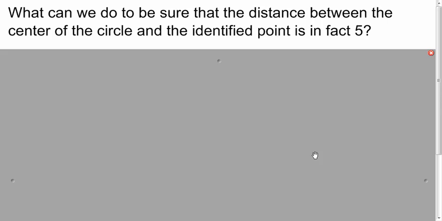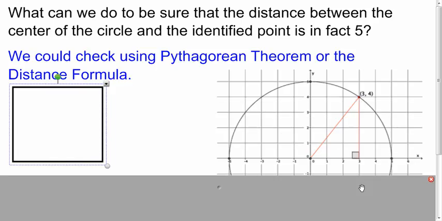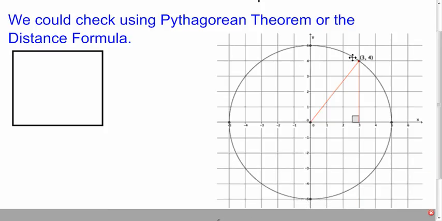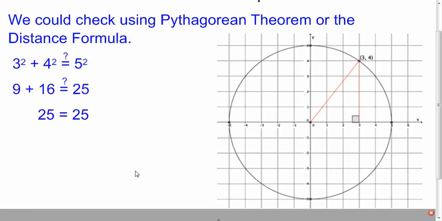Now, how can we be sure that these points truly are a distance of 5 from the origin? Remember, these are diagonal segments, so it's not easy to find their length. But in order to do that, we can use the Pythagorean theorem, or the distance formula. In this case, let's stick with the Pythagorean theorem. Our legs here are 3 and 4, and we want to show that the hypotenuse is 5. And we get 25 equals 25.